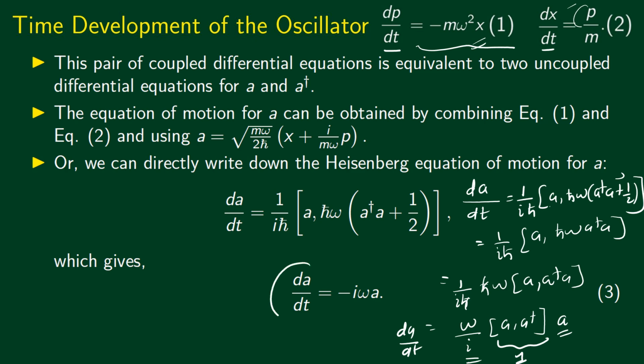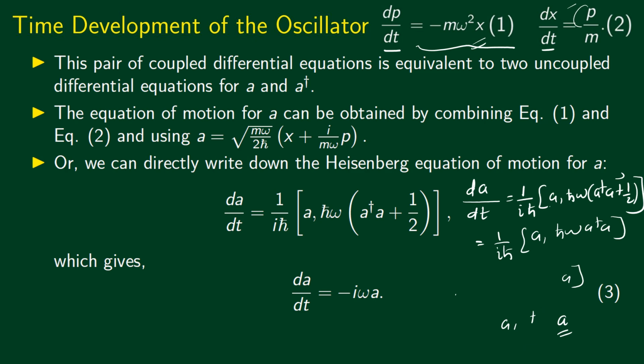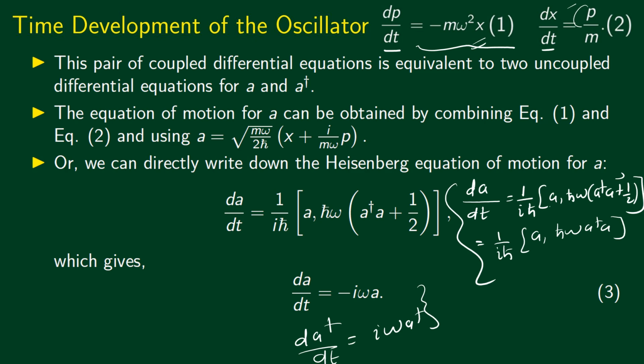Now if you look at this, this differential equation involves only a. There's an a here, there's an a on the right side. So this is much easier to solve. It's better to work with the differential equation for a and a† rather than working with the differential equations for p and x. Now you can easily find the equation of motion for a†, either following these steps, or you just take the Hermitian conjugate of this equation on both sides, and you get da†/dt is equal to iω a†. So we see that this pair of differential equations are uncoupled. We can solve them easily.